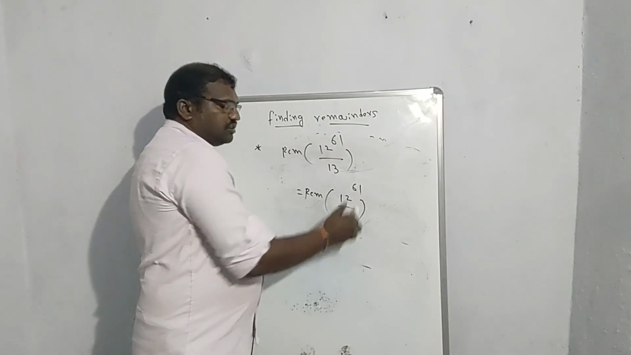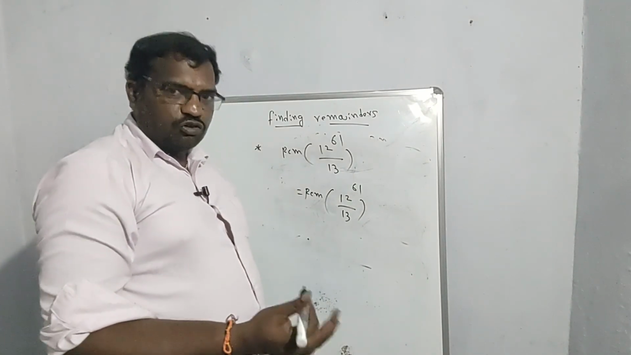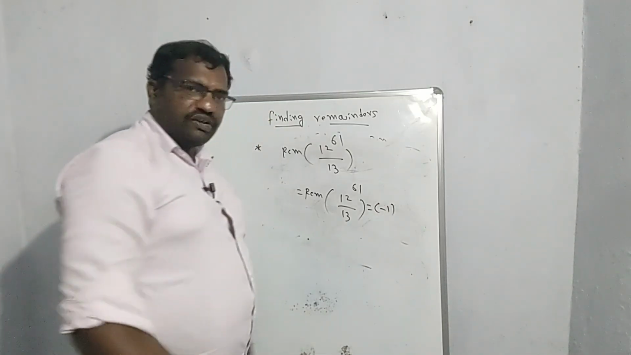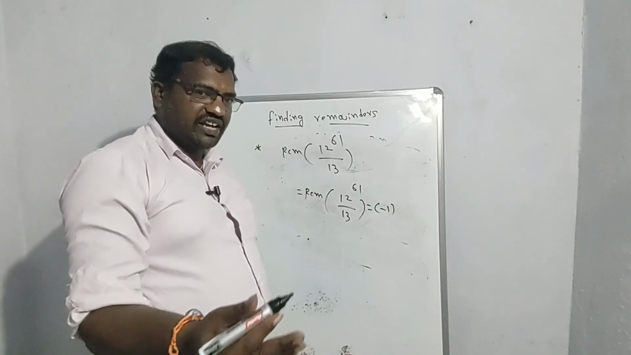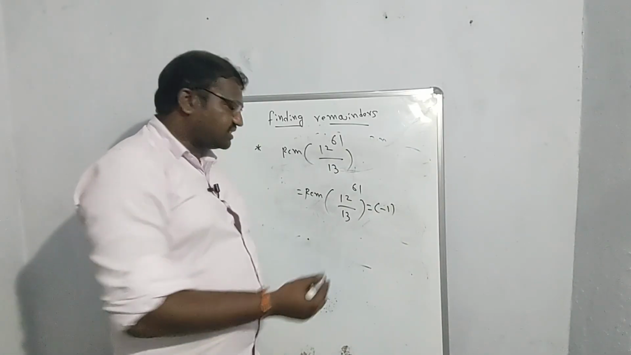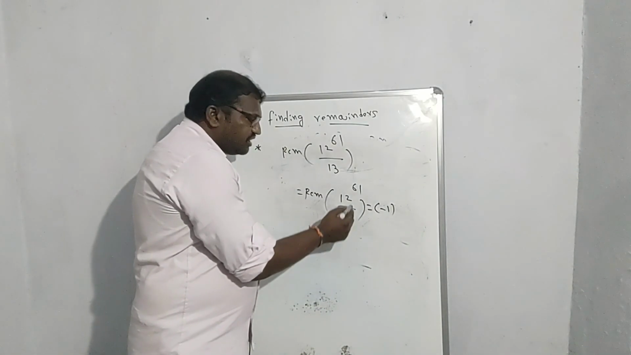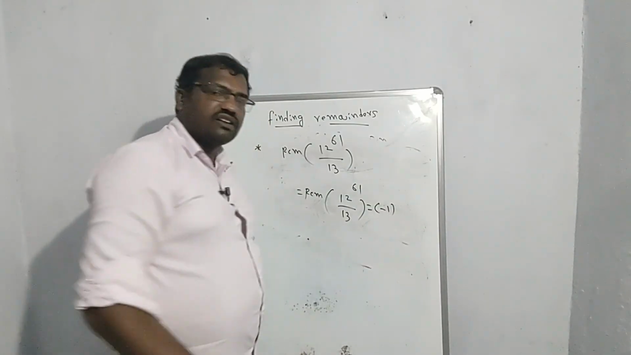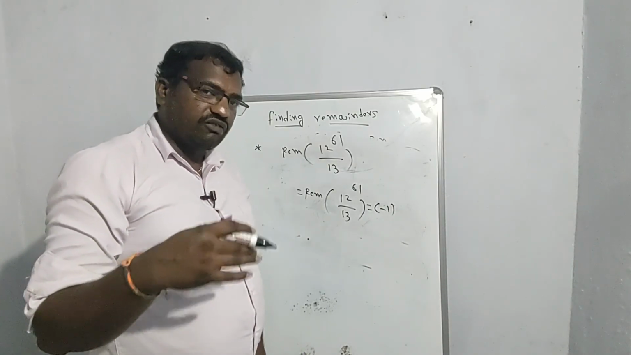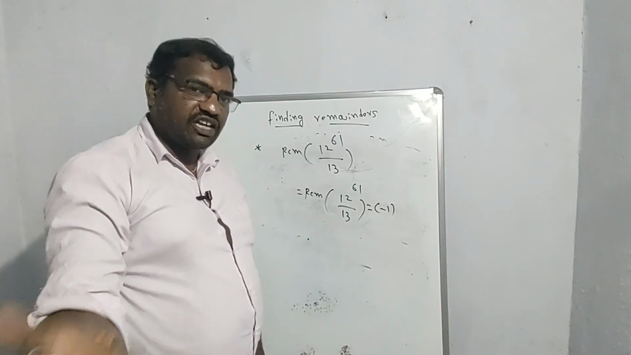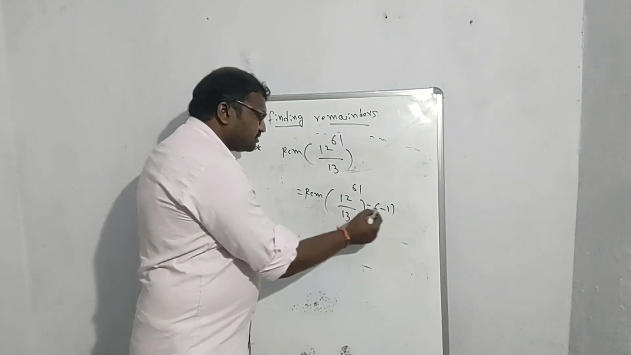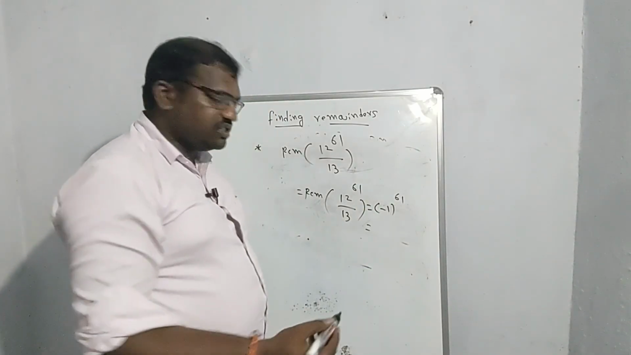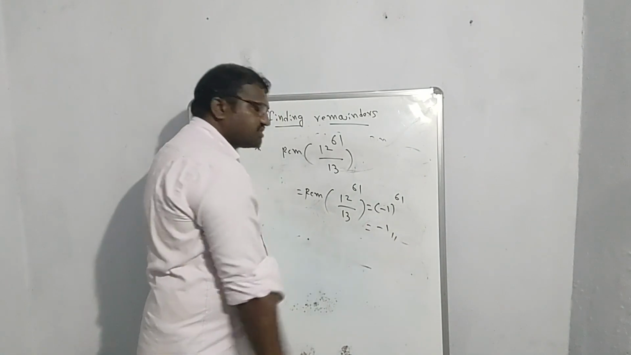When we compare the numerator to the denominator, the numerator is less by 1, so it is minus 1. If it is more than the denominator, we take plus; if it is less, we take minus. Your denominator is 13, your numerator is 12. The numerator is always less by 1, so we take minus 1, power 61. Minus 1 power odd value: the answer is minus 1.